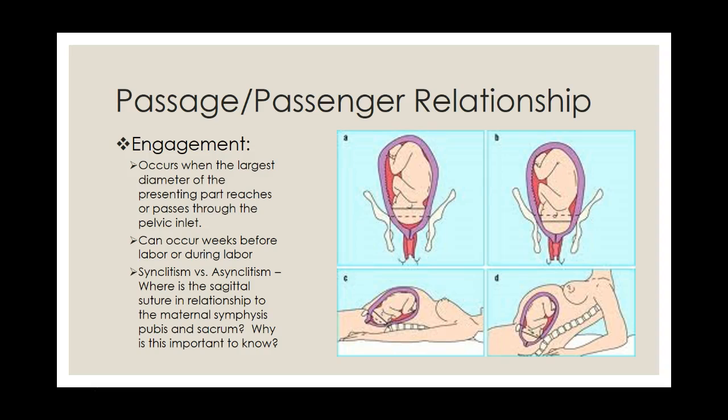Or the tailbone, basically. And asynclitism occurs when the sagittal suture is directed either toward or above one or the other of those, the symphysis pubis or the sacral promontory. Basically, it's misaligned. And why this is important to know during exam is because if the baby is asynclitic, then it can interfere with the descent through the pelvis. It can lengthen the process of descent, and it can also lead to the inability of the head to pass through the pelvis because it's just not lined up correctly.